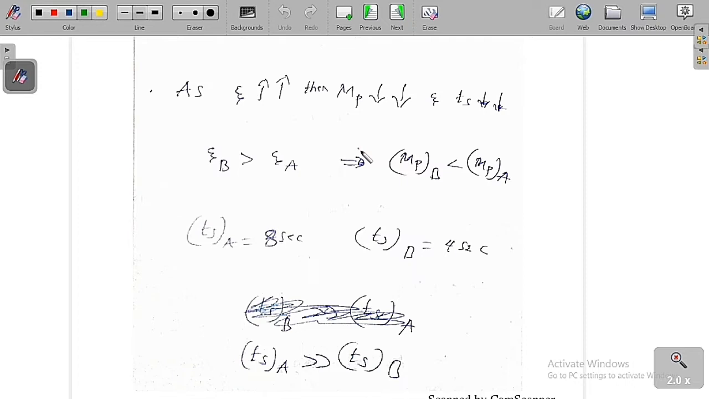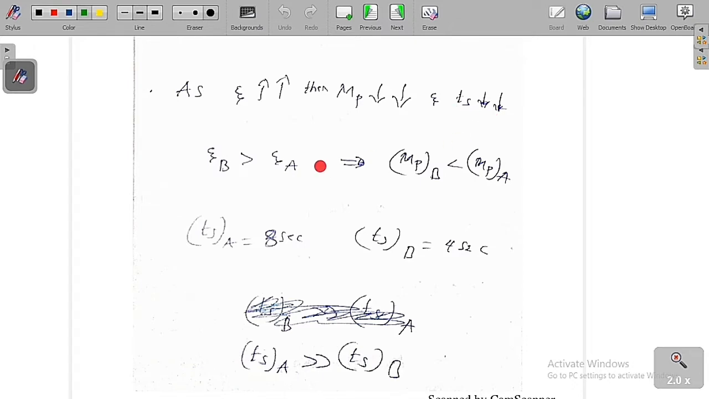So finally we can say that whenever the damping ratio increases, the peak overshoot decreases, because Mp is equal to e to the power of minus zeta pi by under root of 1 minus zeta square. As zeta increases, the peak overshoot value will decrease. Similarly, settling time is equal to 4 by zeta omega n. As zeta increases, the settling time decreases. So finally we can say that as the damping ratio increases, the peak overshoot decreases and the settling time also decreases.